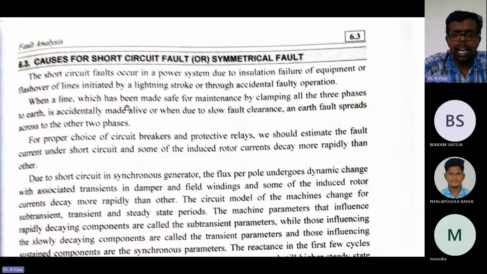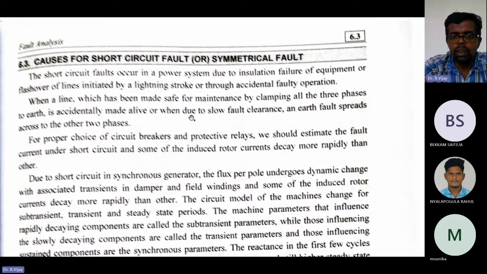And when the line has been made safe for the maintenance by clamping, as I said, clamping all the three phases to the earth. For example, if one particular fault happens in one particular phase, you need to clamp all the three phases to the earth. Then you need to work, and not on one side, on two sides you need to clamp to the earth. Otherwise, in any accident, we may lose our life.